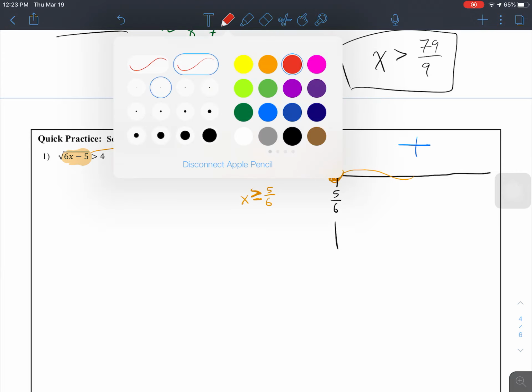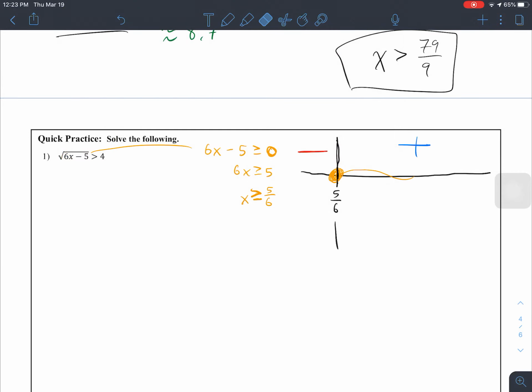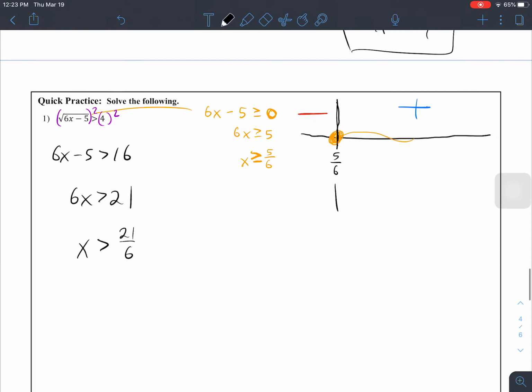So now that I know that, I am going to solve. And when I solve, I want to make sure the radical is completely isolated by itself, which it is. So I square the left side and I square the right side. And I get 6x minus 5 is greater than 4 squared, which is 16. 6x is greater than 21. Now I have x is greater than 21/6.